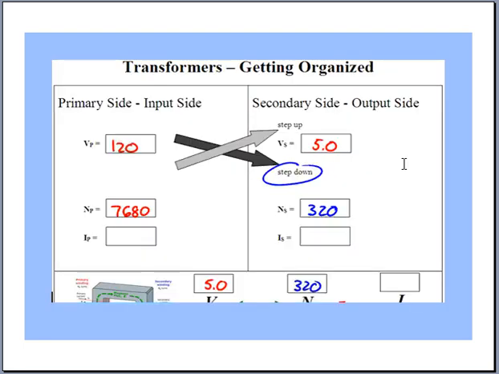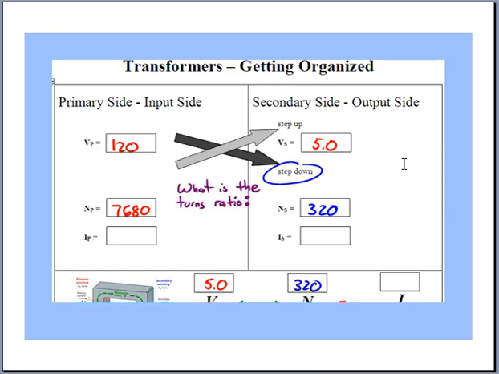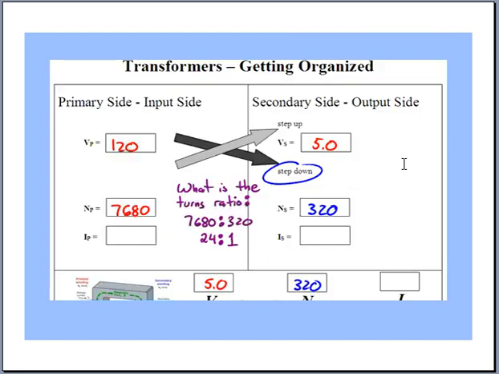Just looking at the number of wraps of wire there, people might ask you, what's the turns ratio? Well, we got 7680 on the input and 320 on the output. So there's your ratio. You might want to reduce it down to lowest terms, and you can say 24:1. Now, most of the time people don't really care whether you say 24:1 or 1:24 unless they specifically say, what's the ratio primary to secondary? Then you'd have to say 24:1. Or if they were to say, what's the ratio of secondary to primary? Then you would have to say 1:24. But if they just say, what's the ratio? Call it whatever you want. 1:24, 24:1, it's all good.